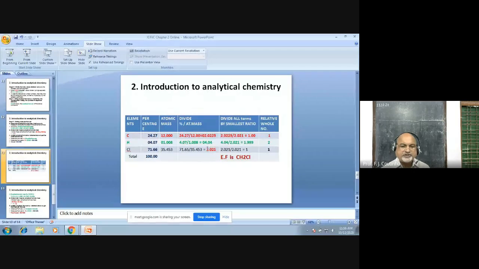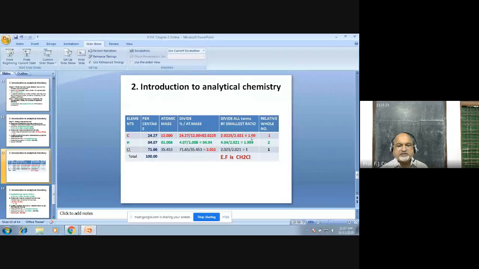So you take the smallest ratio, 2.021, and divide all the obtained ratios by the same smallest ratio. So dividing all the terms by the smallest ratio is the next operation. That's why we have taken 2.0225, which is the value from here, dividing by the smallest ratio, that is 2.021. That gives you 1 as a whole number. Then the second, 4.04 divided by 2.021, the smallest ratio, gives you 1.999. And the last one, 2.021 divided by the same number, 2.021, gives you 1.